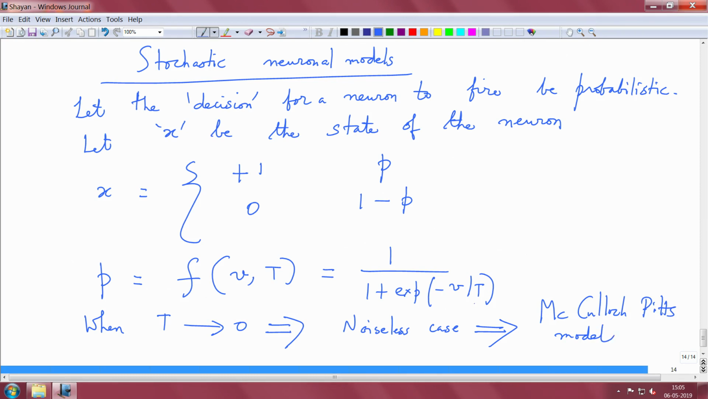Right. When t goes to 0, 1 upon t is infinity, so the exponent is strongly negative. So, this basically goes to 0. Therefore, p becomes 1, that is, it is deterministic: with probability 1 this takes a particular state which is 1, and it is 0 otherwise, right. This is like the deterministic McCulloch-Pitts model.